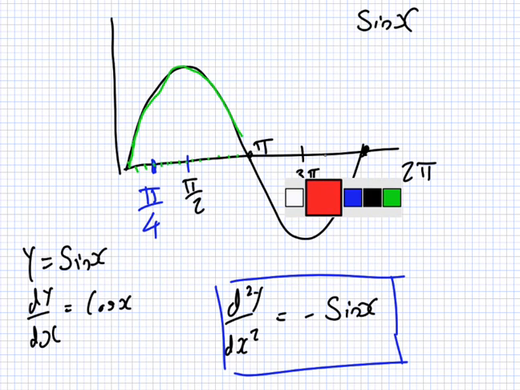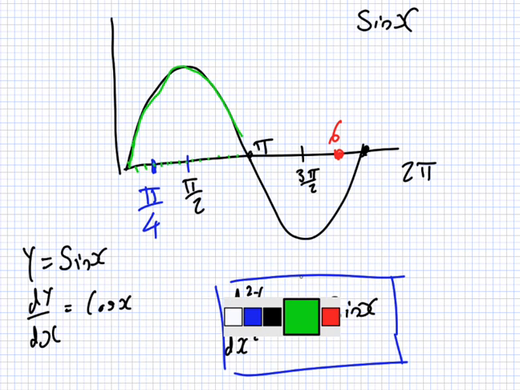So why don't you try putting in the number 6. That's about there. There's about 6. It's positive. And what about if you put in 5? It's positive, isn't it? Yes. What about if you put in 4? It's positive. So all the numbers here give you a positive second derivative. That's because the shape here is convex.